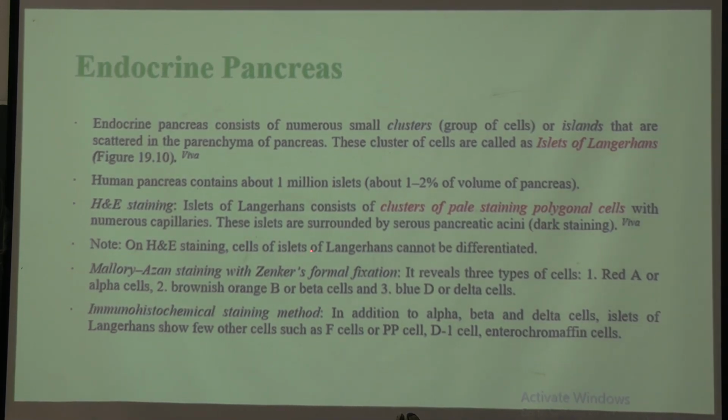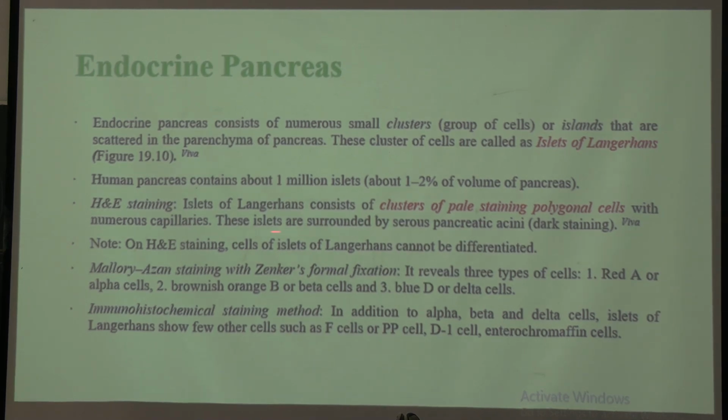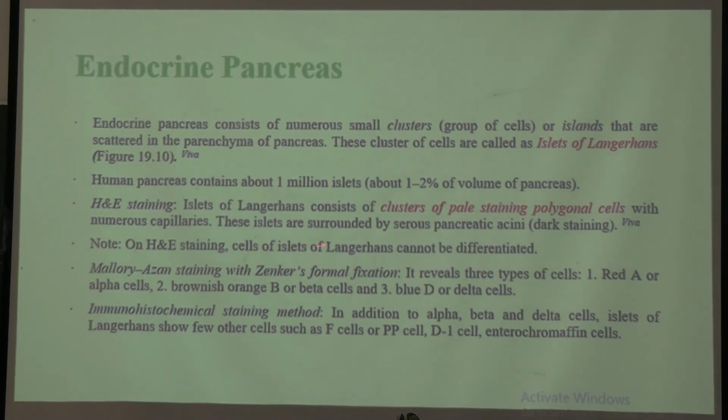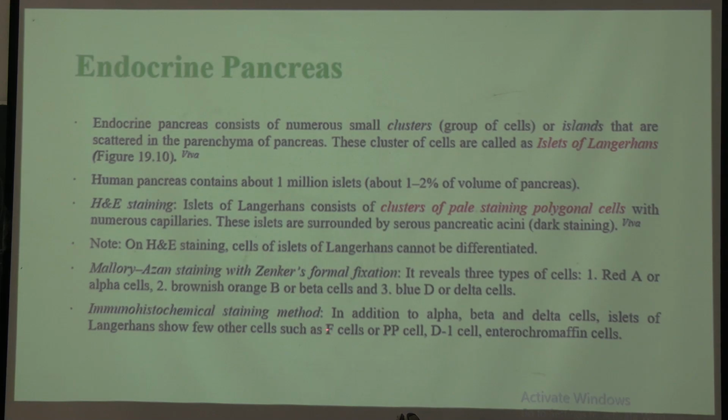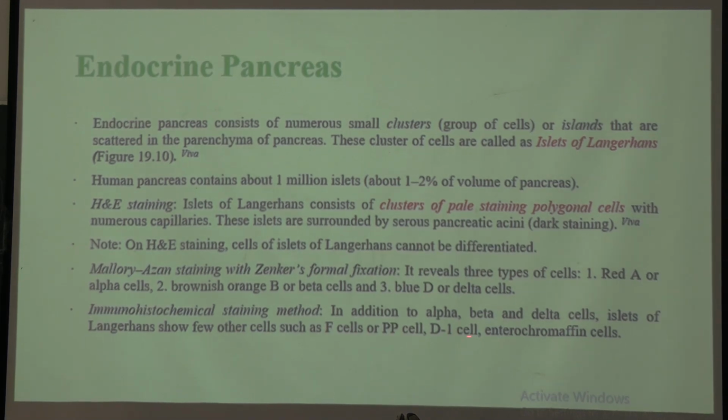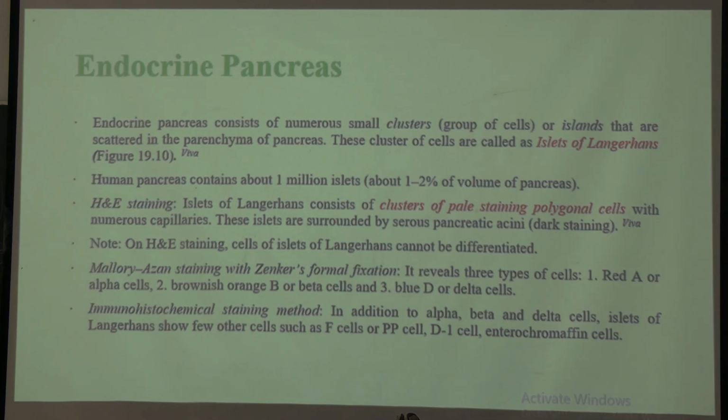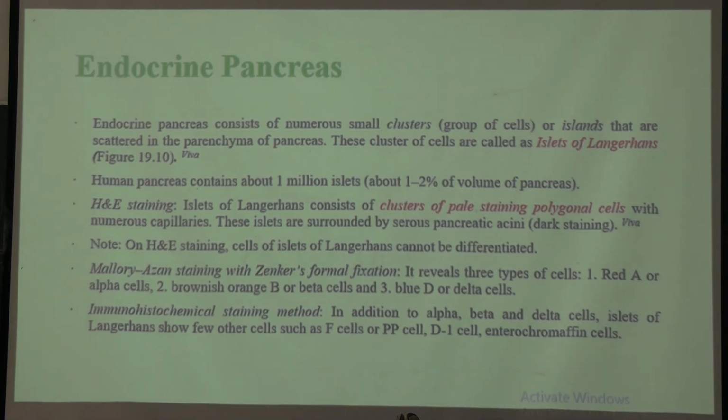On H&E the cells of islets of Langerhans cannot be differentiated. This is important: you cannot differentiate between the cells. Islets of Langerhans show cells such as F cells, PP cells and D1 cells, enterochromaffin cells. These you can see at higher resolution, with electron microscopy.